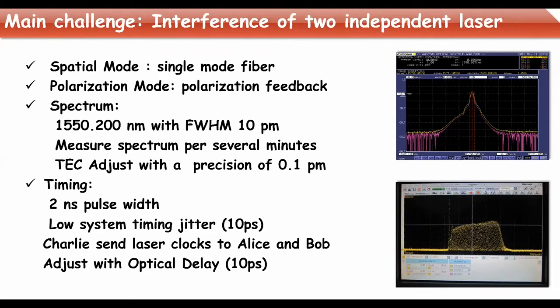What you need to do is make the photons indistinguishable. In fiber, the spatial mode is easy. You just go through the single mode fiber, it's fine. But for the polarization mode, we know the polarization changes in the fiber. So you need polarization feedback.